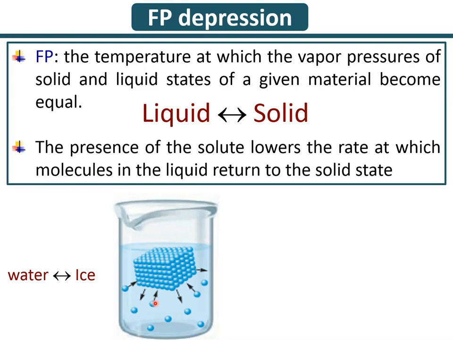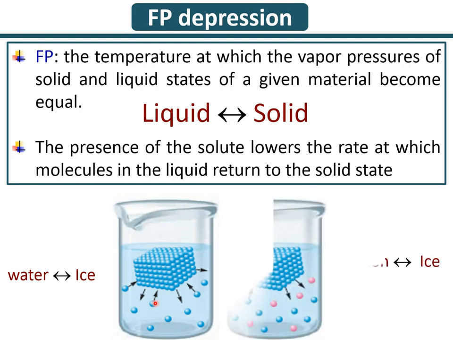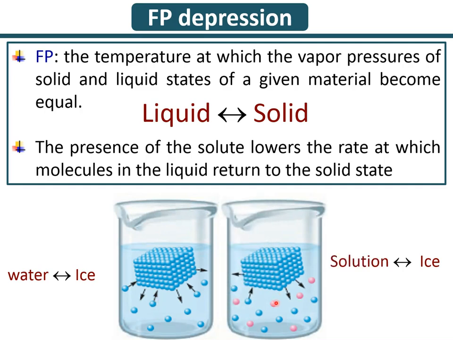The addition of a non-volatile solute here, which is the red particles here, hinders the process of moving the particles from the liquid state to the solid state, and that's why we need to go to a lower temperature to induce the freezing process. Okay.